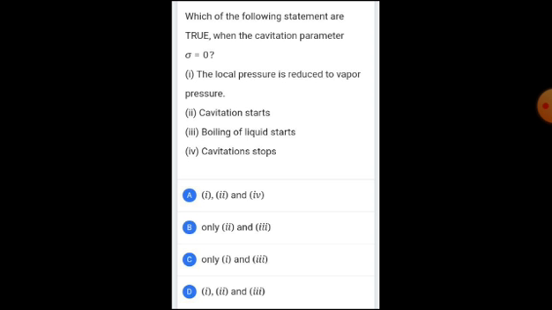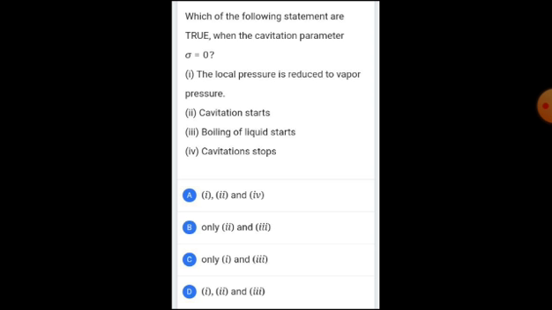The question is: which of the following statements are true when the cavitation parameter sigma is equal to 0? The statements given are: first, the local pressure is reduced to vapor pressure; second, cavitation starts; third, boiling of liquid starts; fourth, cavitation stops. Before entering into this question, first of all, we should know what is cavitation.